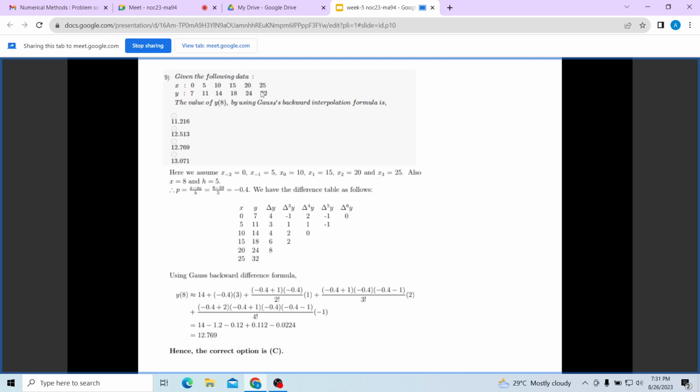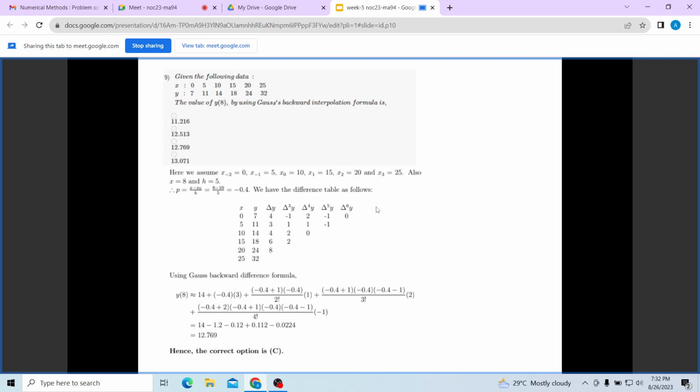Okay, now x is 8. Here the difference between the consecutive terms is 5. So h is equal to 5. Now calculate p. It is x minus x naught by h. That is 8 minus 10 by 5. So you'll get minus 0.4. Okay.